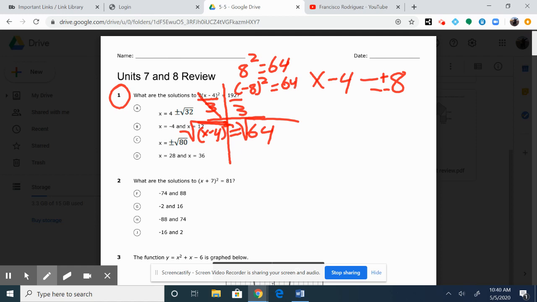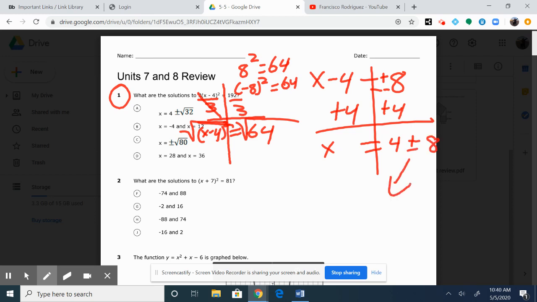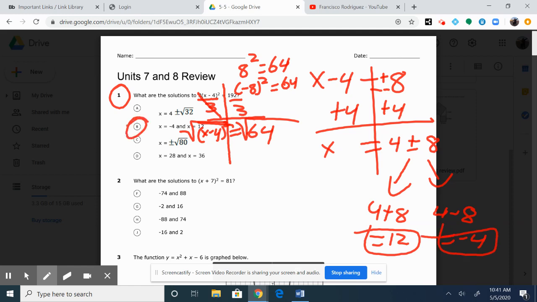So what we do now is add 4 to both sides. And now we have x equals 4 plus or minus 8. That gives us two solutions, which are 4 plus 8 and 4 minus 8. 4 plus 8 is 12, and 4 minus 8 is negative 4. So our answer should be B.